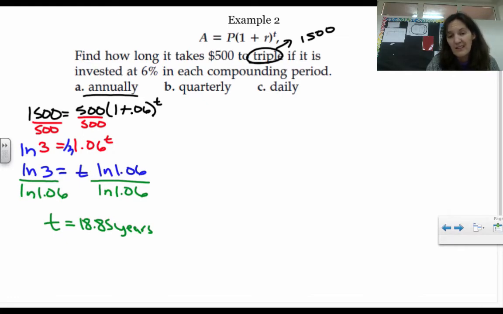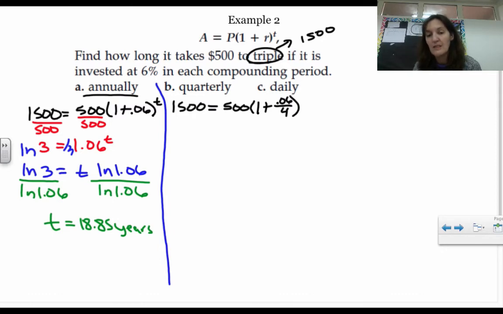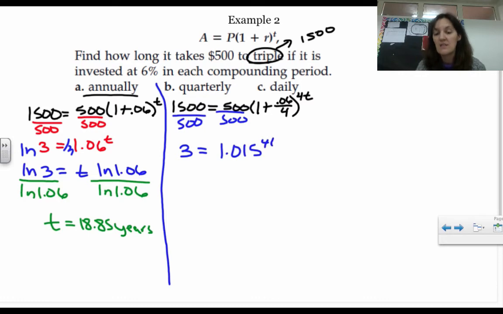Now quarterly, this is where it gets a little tricky, because I have to remember that I have to divide my interest rate by how many periods I'm doing it, and then I also have to multiply the time by that same number of periods. So I have 1 plus 0.06 divided by 4, to the 4t. Then I can divide by 500 on both sides, that first. And I'm also going to put 0.06 divided by 4 in a calculator. I end up with 1.015 to the 4t.